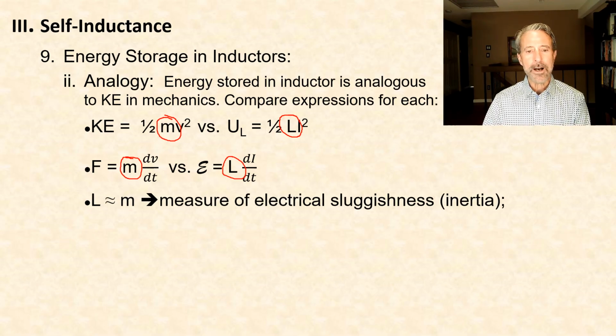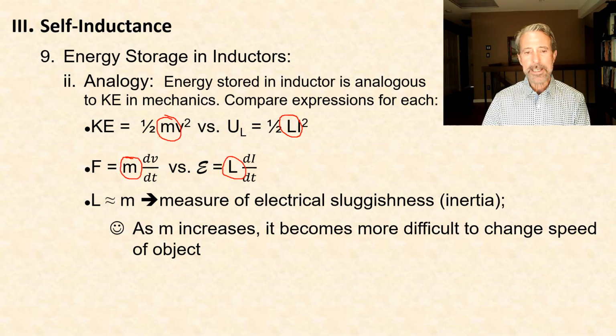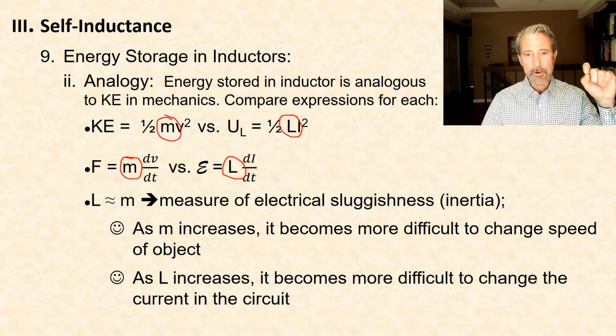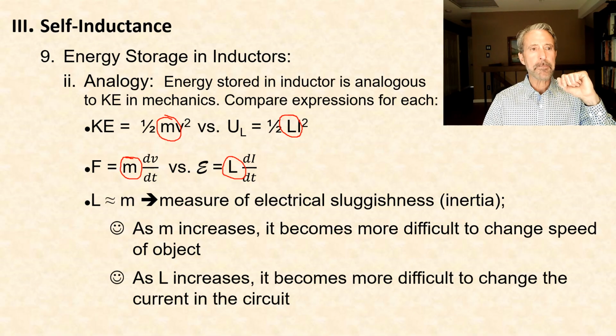So we can say that as the mass increases in a mechanical system, it becomes more difficult to change the speed of an object as the motional inertia increases. In a similar fashion, we can say that as the self-inductance of an electrical circuit increases, it becomes more difficult to change the current in the circuit. So nice analogy here, comparing motional inertia to the electrical inertia of a circuit.